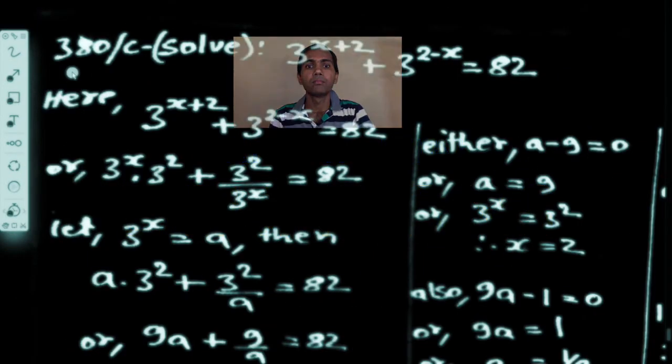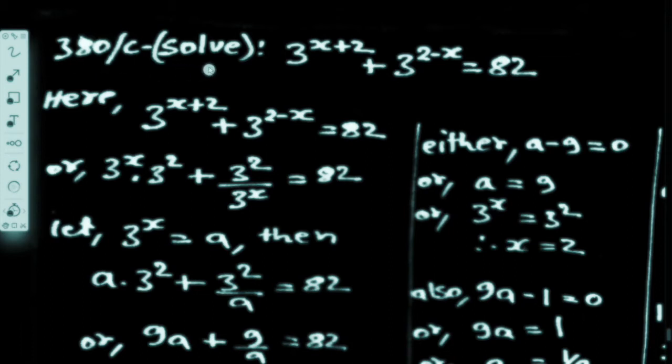Problem number 380 by C. Solve. Here is given our exponential equation: 3 power x plus 2 plus 3 power 2 minus x equal 82. This is our exponential equation, and here x is our unknown. We should find the value of x, and this will be our answer.